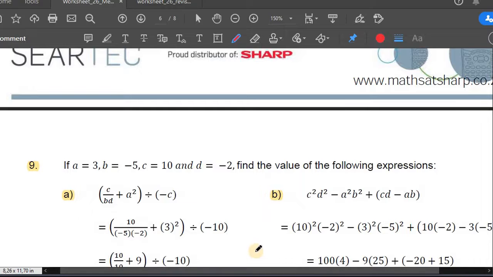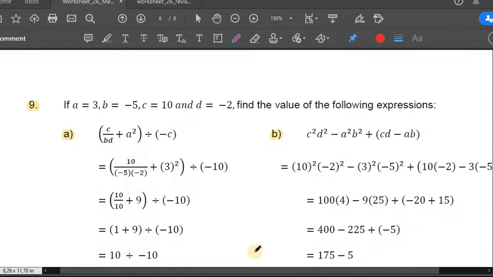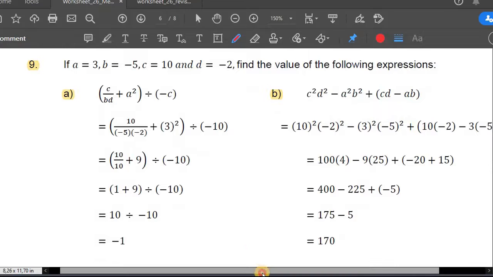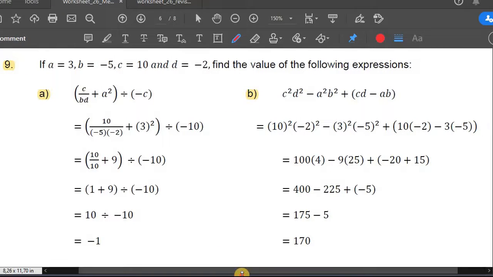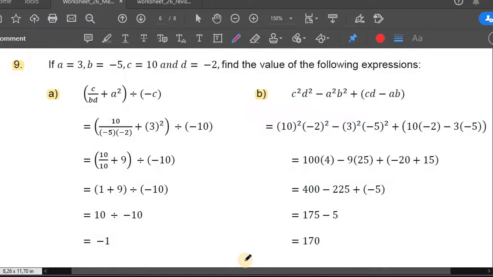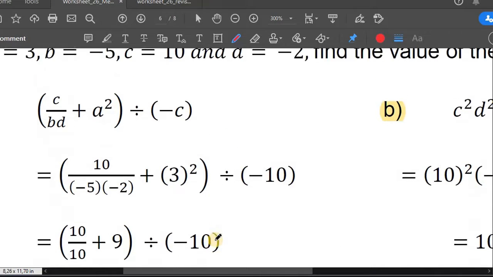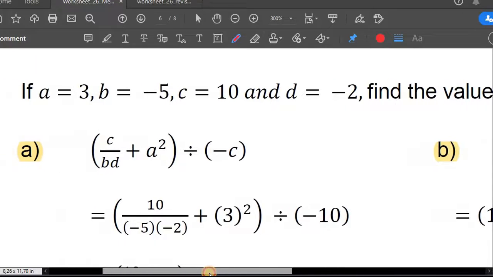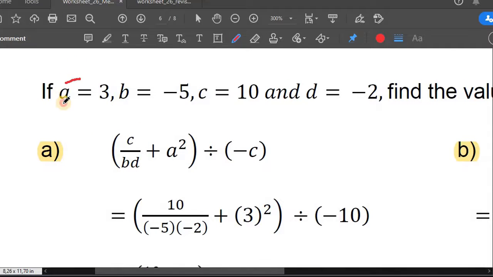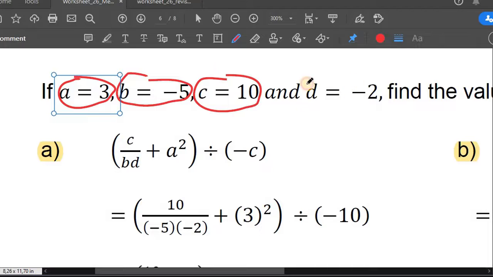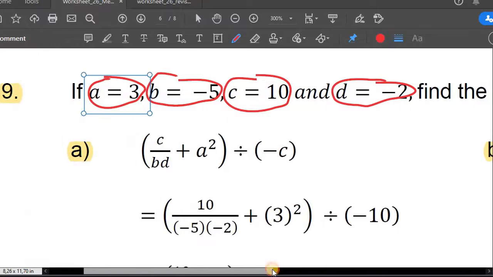Number 9. Some learners are going to find this section an easy section. Some learners are going to find this a hard section. Good that this memo does it the exact way that I do it as well. They're telling you if A is equal to 3, B is equal to -5, C is equal to 10, D is equal to -2, find the value for the following.